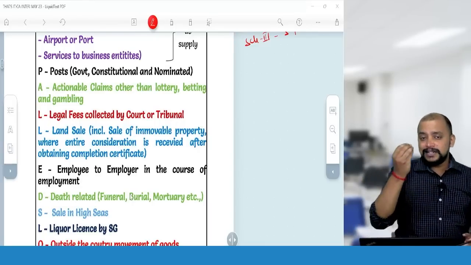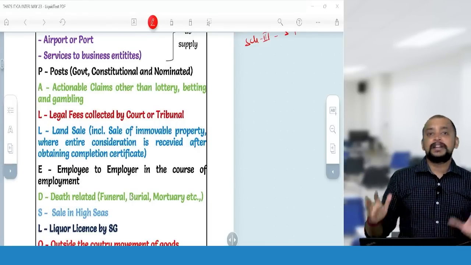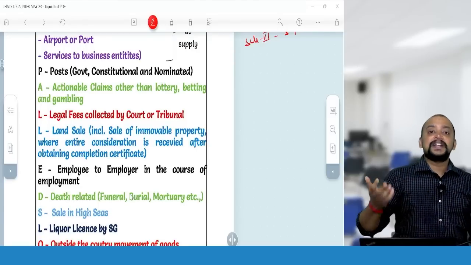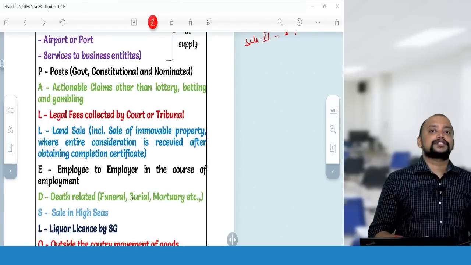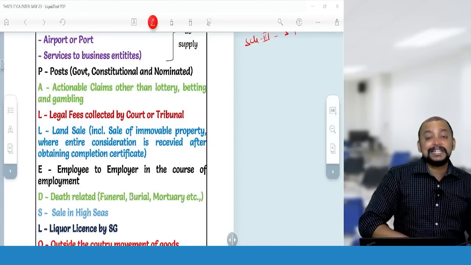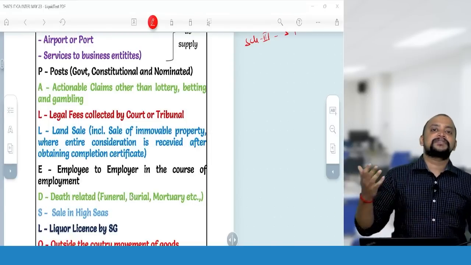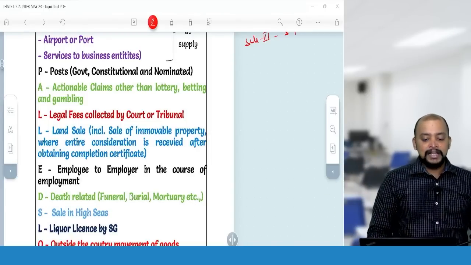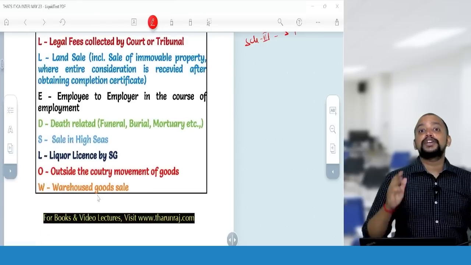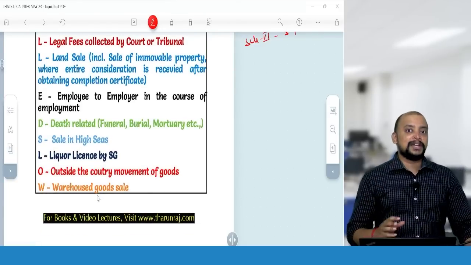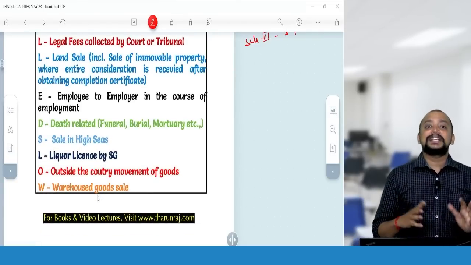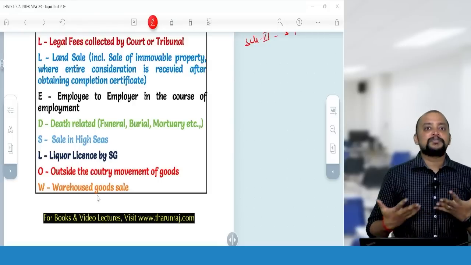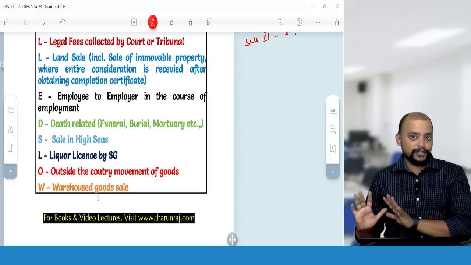If part consideration is received before and part consideration is received after, that is not excluded from supply. If entire consideration is received before, that is also not excluded from supply. Only when entire consideration is received after obtaining completion certificate or first occupation, whichever is earlier, then only it will be excluded from supply. Then we have E, employee to employer in the course of employment, that is excluded from supply. D for death related, funeral, burial, crematorium, mortuary, including transportation of deceased.